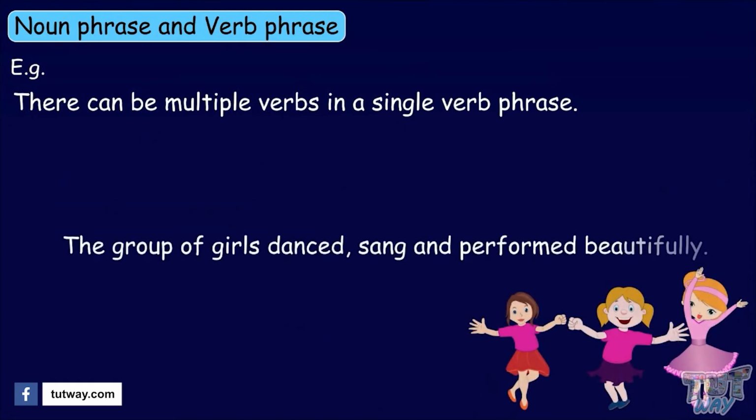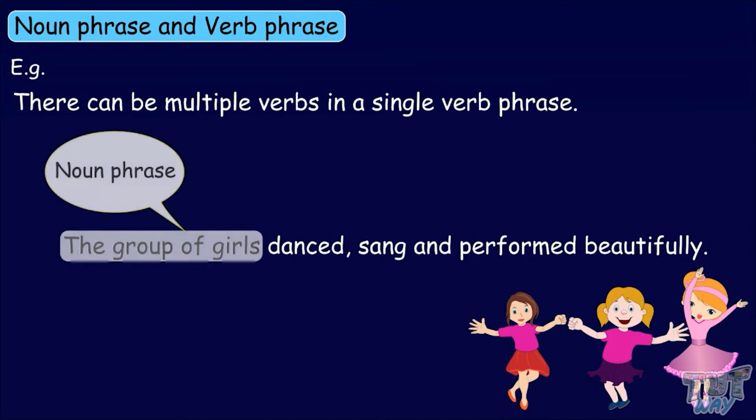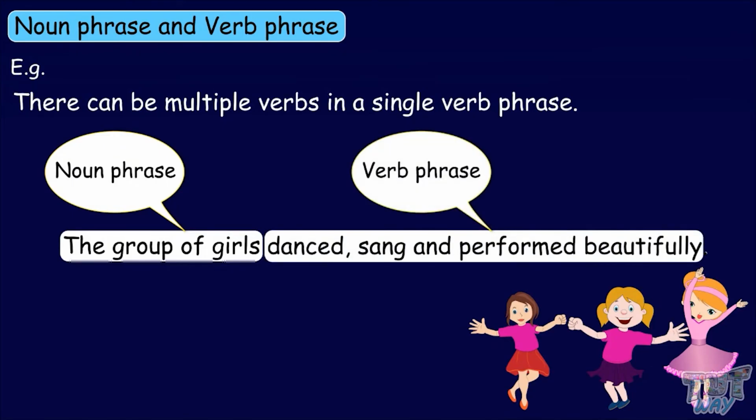The group of girls danced, sang, and performed beautifully. Here, the noun phrase is the group of girls, and the verb phrase is danced, sang, and performed beautifully, and it consists of many verbs: danced, sang, and performed. So kids, today we learned about noun phrase and verb phrase.